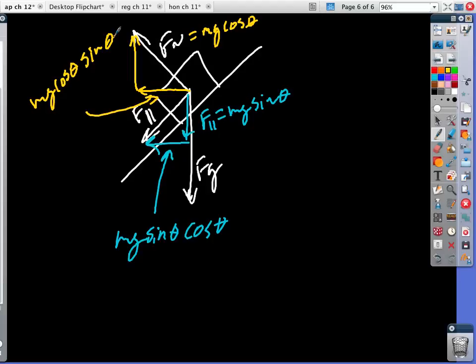If you added friction, would you crack friction? Yeah, you'd have to do that too. Friction would be pointing up the ramp, probably, because the car would slide down the ramp. So then it would subtract from this.